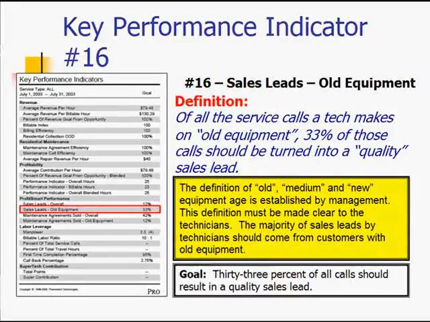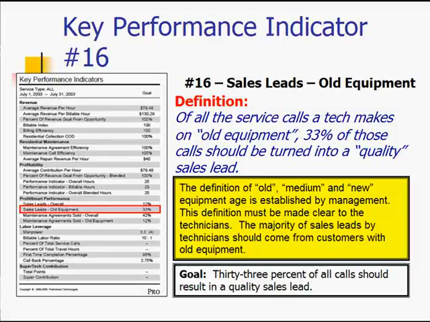Key performance indicator number 16, sales leads old equipment. Now again, a moment ago we talked about the fact that of all the calls a tech goes on, 12% should be turned into a qualified sales lead. Now we're honing it down a little bit more. Now we're talking about old pieces of equipment.